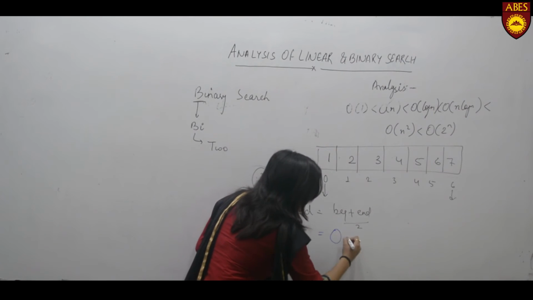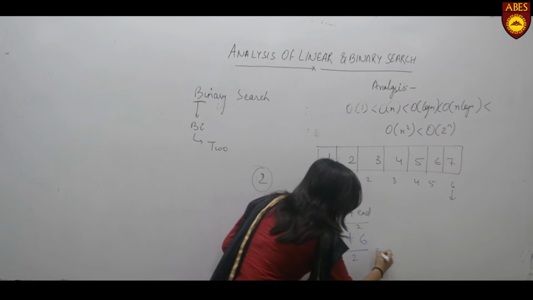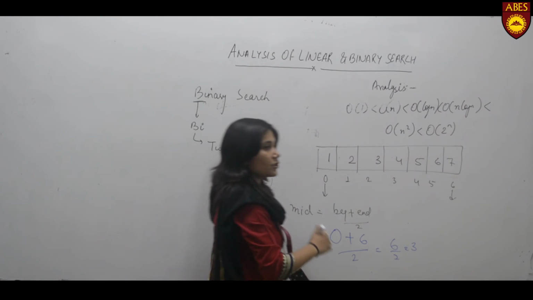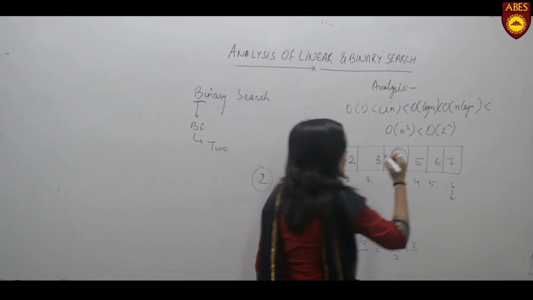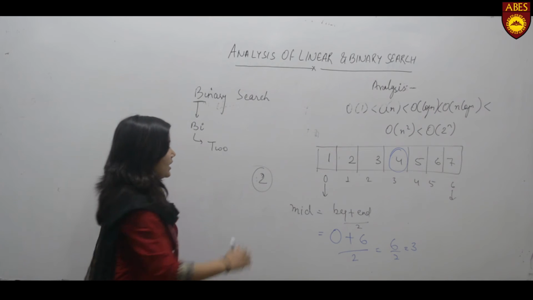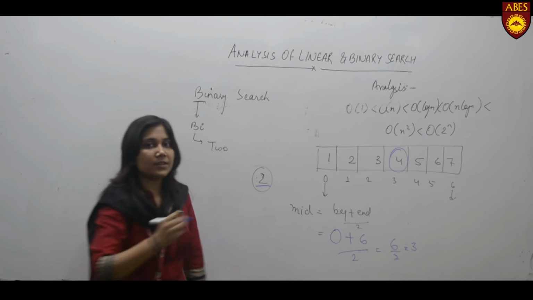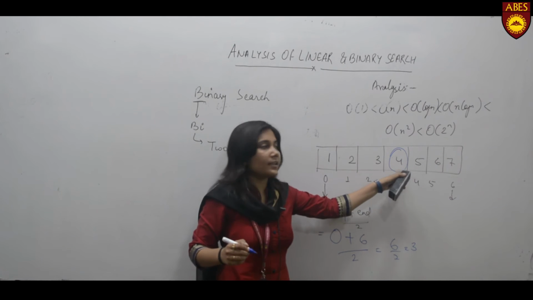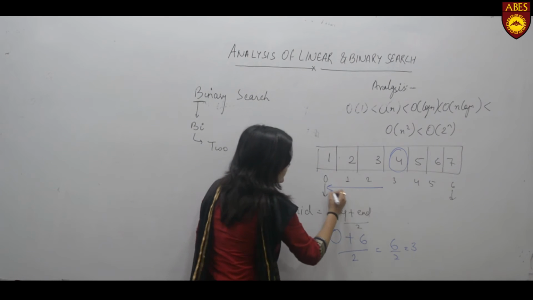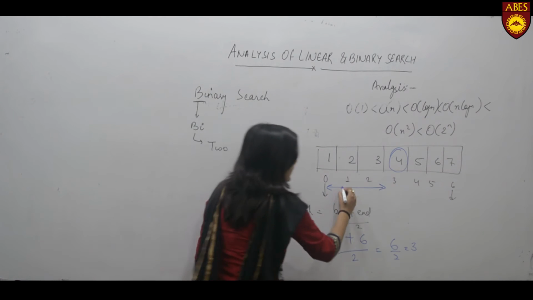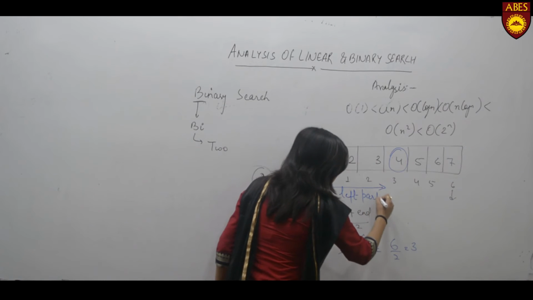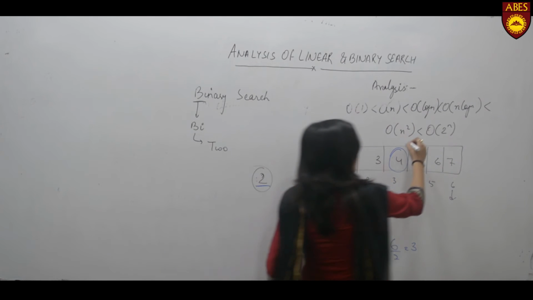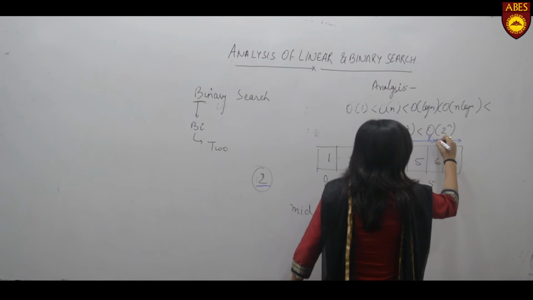So it will be 0 plus 6 divided by 2, which is 6 divided by 2, that is 3. It means the element at the third position will be the middle element. So this 4 is the middle element of the array. Now I have to compare this 2 with this element 4. If it is smaller than the middle element, then we will only traverse this part of the array, which is called the left part. And if this element 2 is greater than the middle element, then we will search this part of the array, which is the right part.